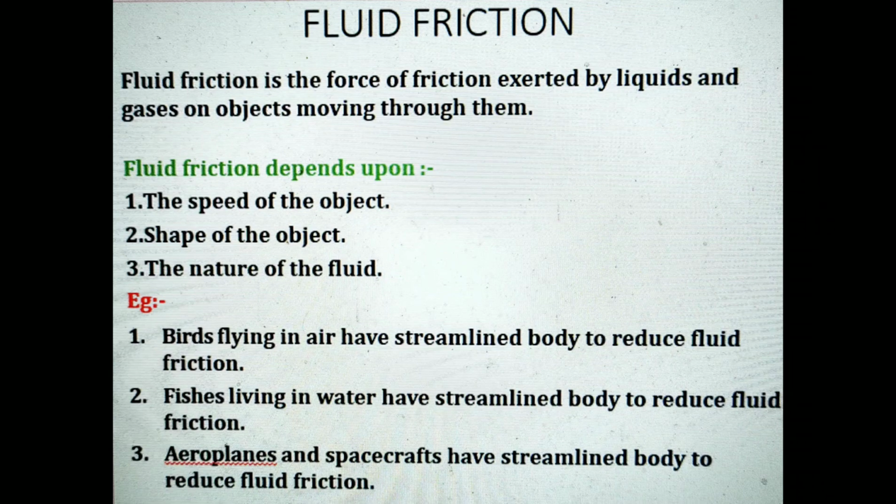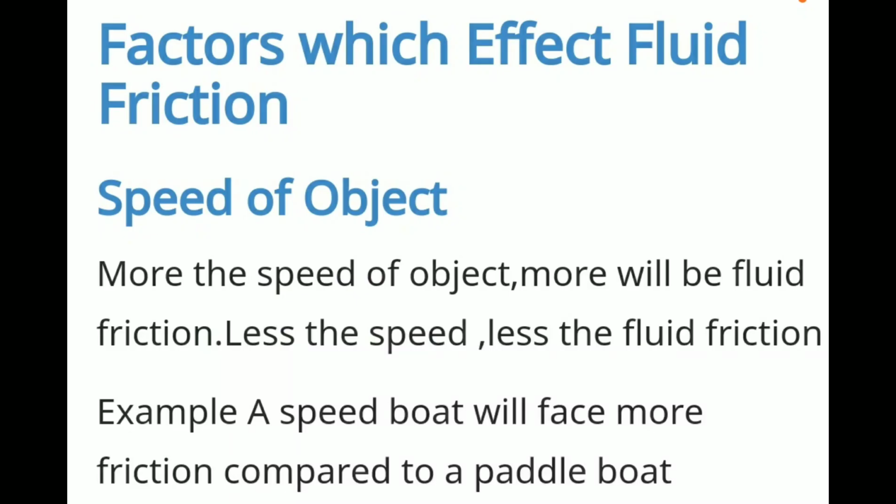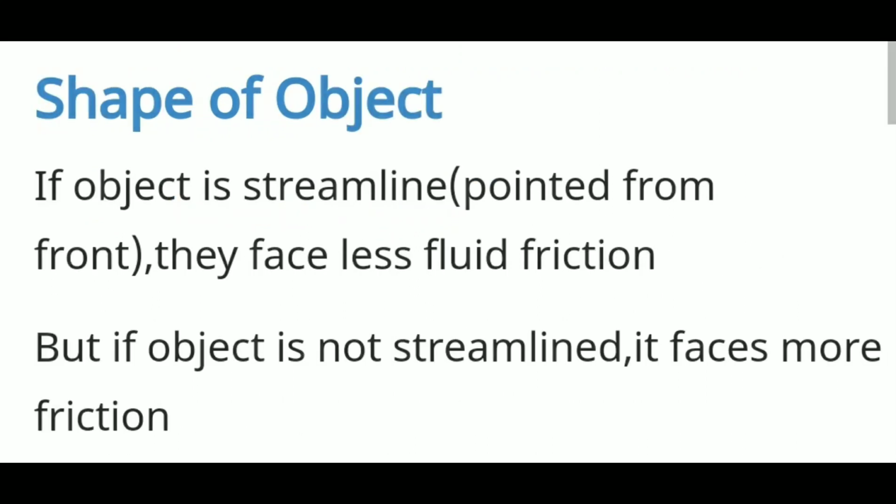Let us now discuss the factors on which this fluid friction depends. The first factor is the speed of the object. More is the speed of the object, more will be the fluid friction. Less is the speed, less will be the fluid friction. For example, a speedboat will face more friction as compared to a paddle boat because a speedboat is moving with a greater speed.